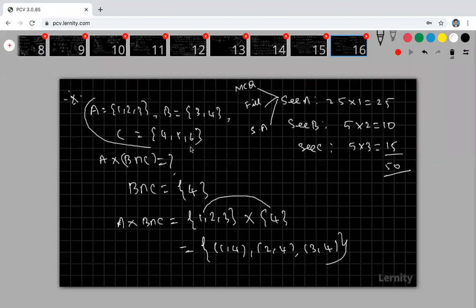Similarly, they may give some other sets. Here I am giving A as {1, 2, 3}, B as {3, 4}, C as {4, 5, 6}. In your exam, they may give A as some other set like {4, 5, 6}, B as {10, 15}, and C also as some other set. And they may ask A cross (B union C). This type of problem we may expect. Here I am doing A cross (B intersection C). Sometimes they ask A cross (B union C), or B cross (A intersection C), or C cross (A intersection B), like that. Are you okay?